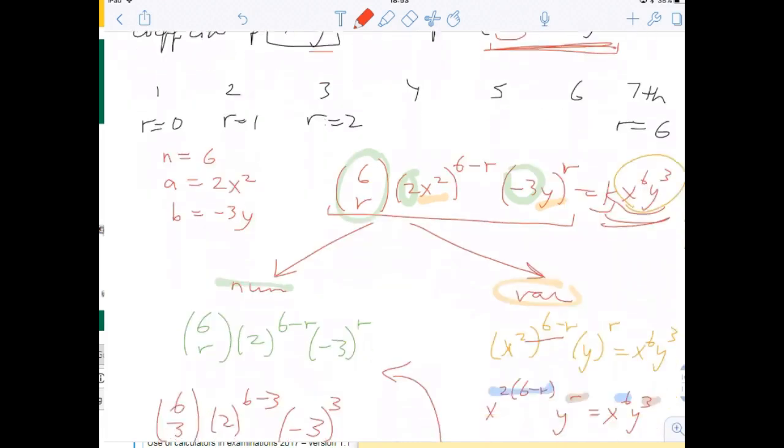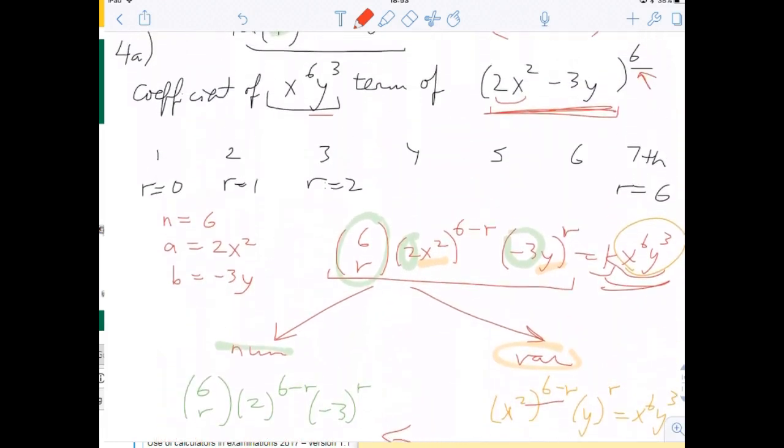Okay, and remember, just to review what we did, first we identified that we did know n, we did know a, and we did know b, we did not know r. So we filled in everything that we knew, then we set it equal to like a dummy version of the term, because we knew x to the 6 y cubed, that's defined, but we don't know the number part. That's actually what they're asking for. Now you're going, oh my god, I got two variables, I don't know k, I don't know r, and I only have one equation. How am I supposed to figure it out?